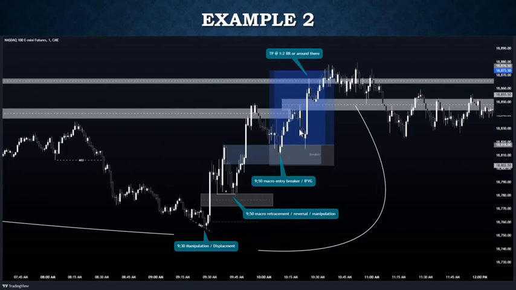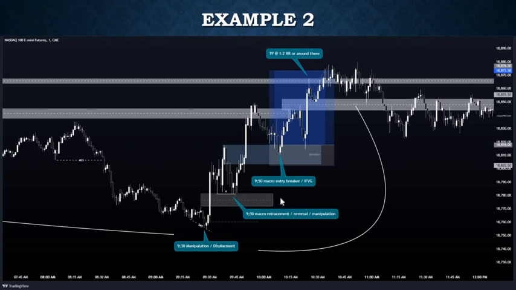Example number 2, we have our 930 manipulation and displacement. So at 930 we get our SMT, we displace in the opposite direction. Obviously 950 macro retracement, reverse or manipulation happens. We have a retracement into this BISI here, which also is aligned with this breaker, which is probably a 5-minute breaker, so a unicorn setup here.